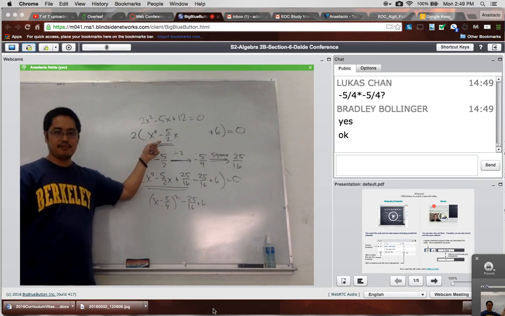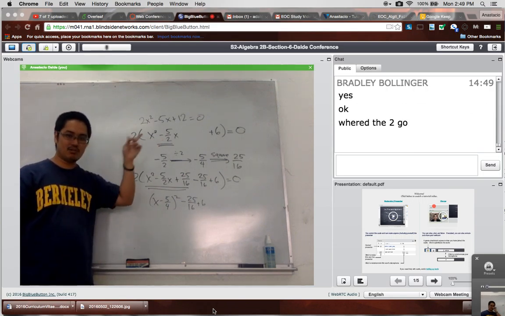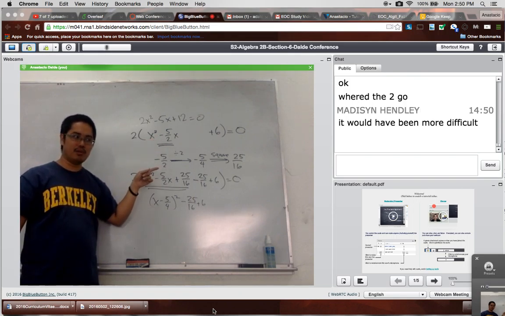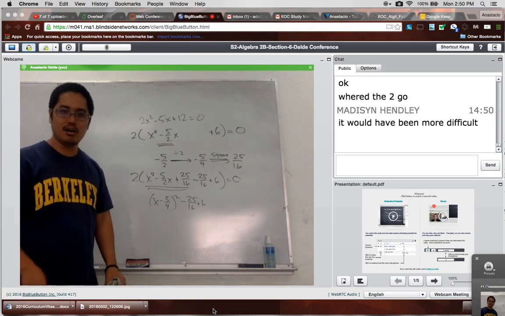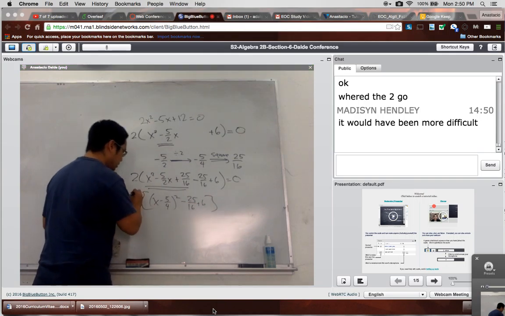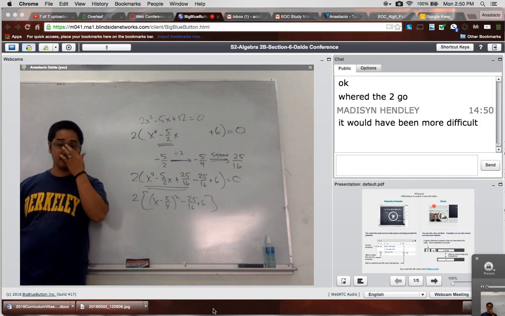And Madison, by the way, do you see why I didn't turn this into a decimal? It's because dividing this by 2 and then squaring it, if this were 2.5, and then I divide that by 2, that would be like 1.25, and then what's that squared? It just becomes more confusing. All right, where did the 2 go? Oh, I'm sorry, you're right. The 2 is still there.